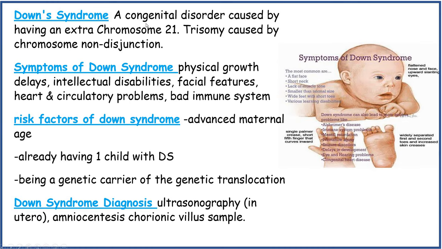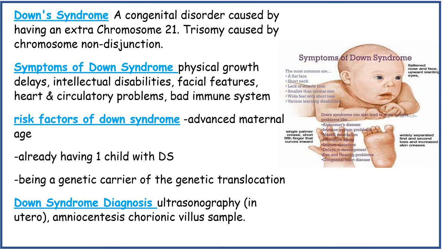Down syndrome is a congenital disorder caused by having an extra chromosome 21, and that's known as trisomy. It's caused by chromosome non-disjunction during meiosis. Symptoms of Down syndrome are physical growth delays, intellectual disabilities, facial features, heart and circulatory problems, and bad immune systems.